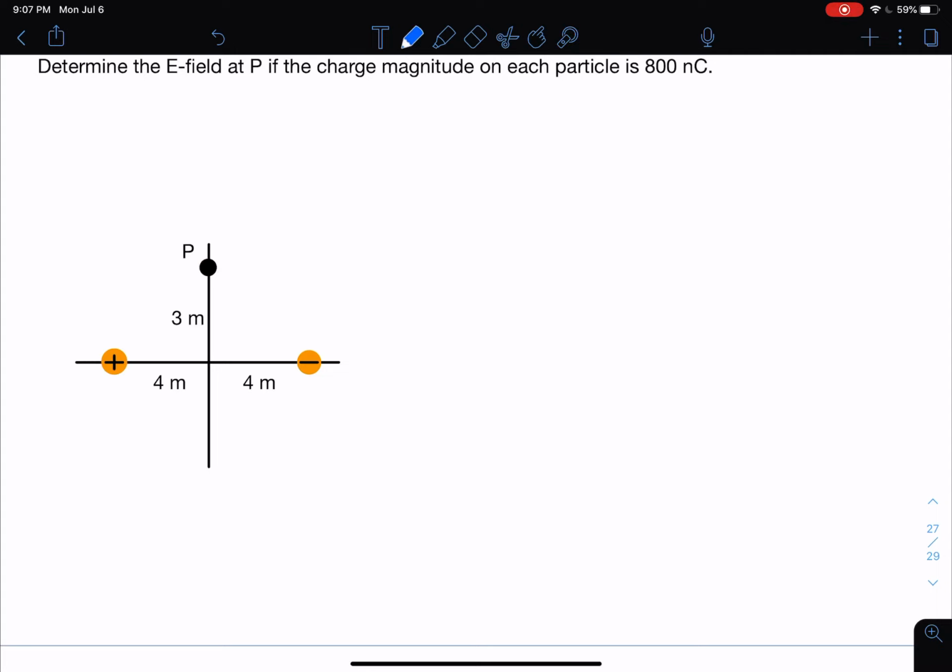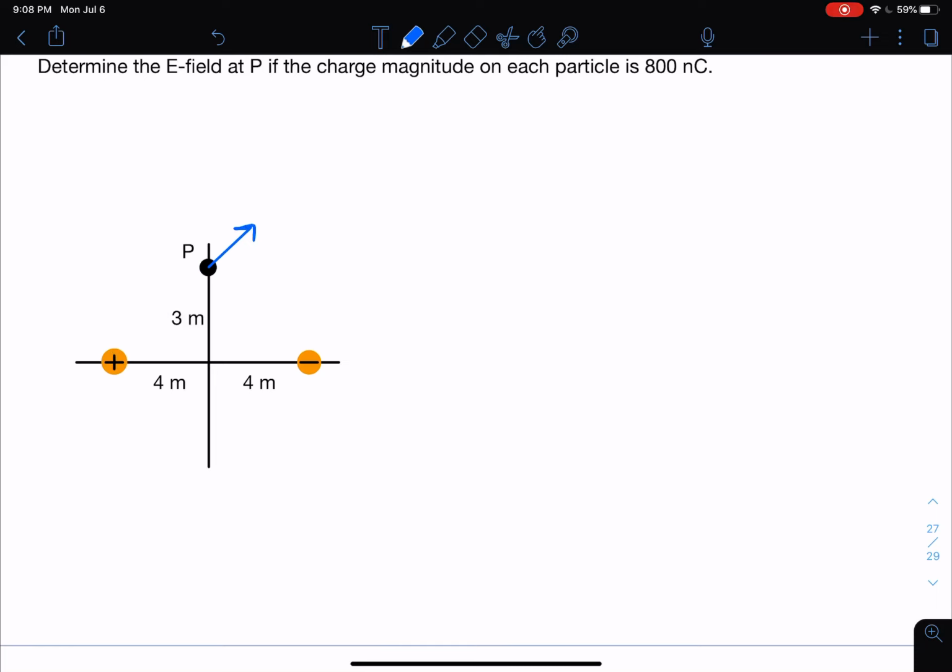And to do that, we have to determine the individual E fields created by these two particles. So starting with the positive charge, remember that the E field created by a positive charge radiates outward, away from the positive charge. So that means it would be radiating like this in the direction of P. And so if I want to draw the E field at P, it's got to be parallel to that line I just drew.